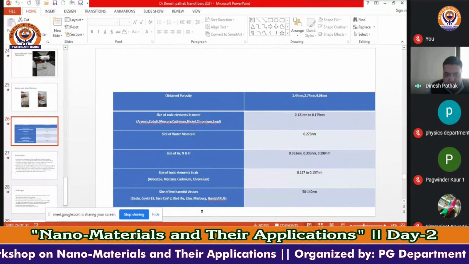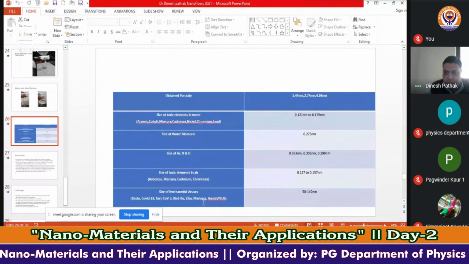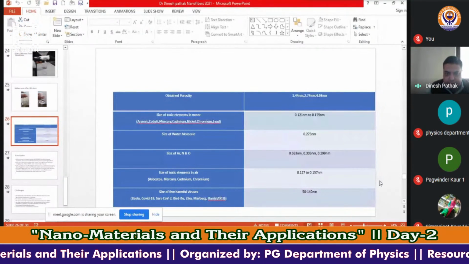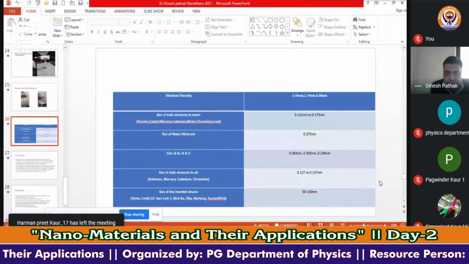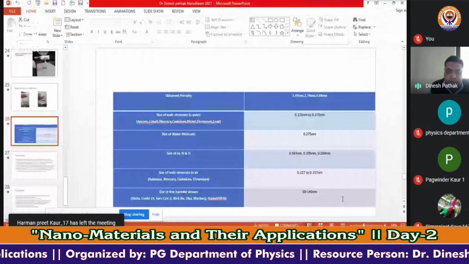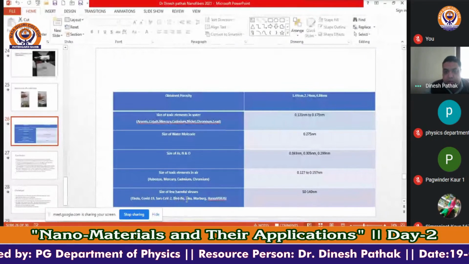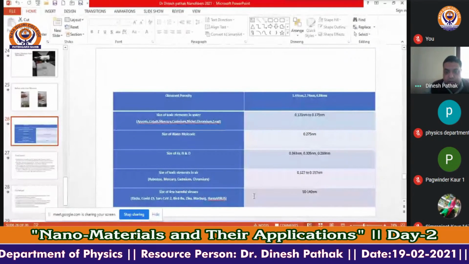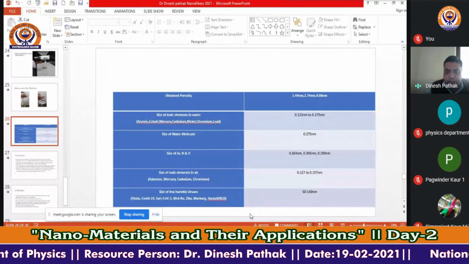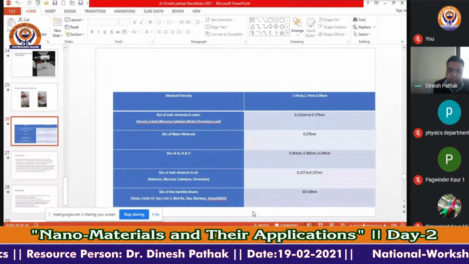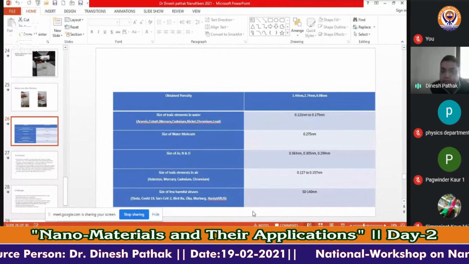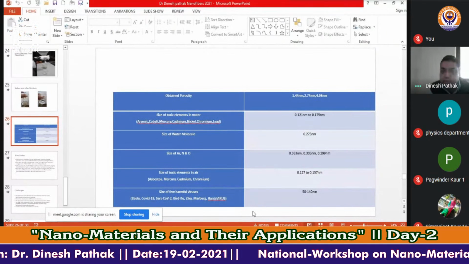Then in the lowest column, you can see a few harmful viruses like Ebola, COVID, SARS, bird flu, Zika, and the Hanta virus, and a new virus which was coming. There was a rumor that one more virus is coming from China. They have a size from 40 nanometer.